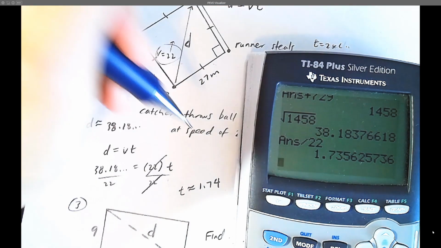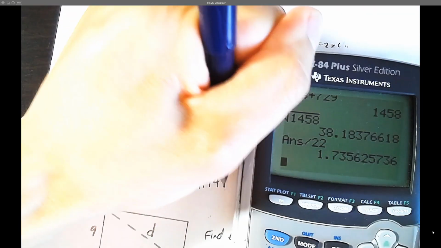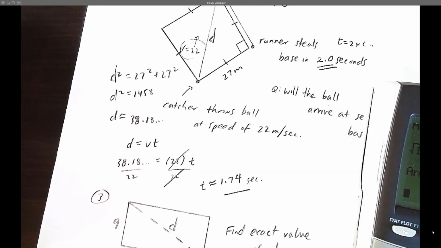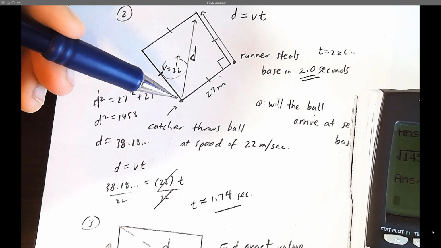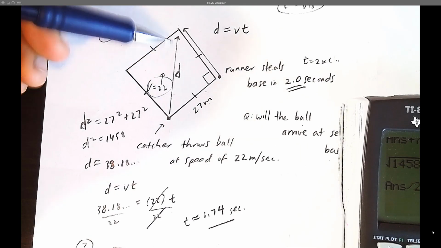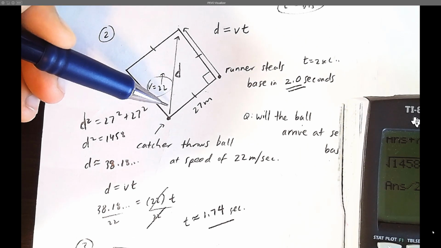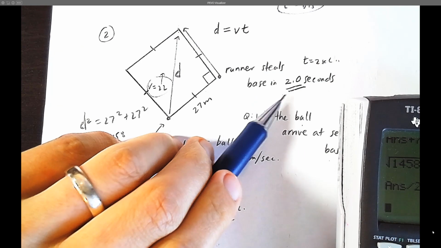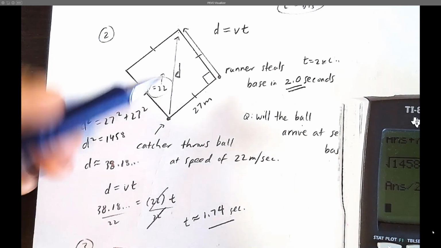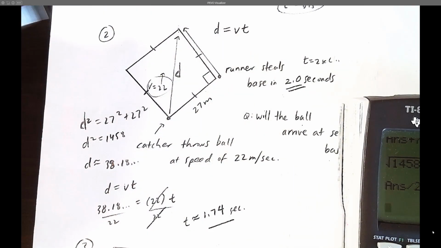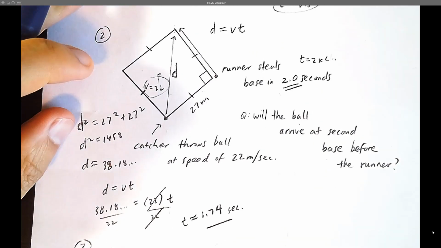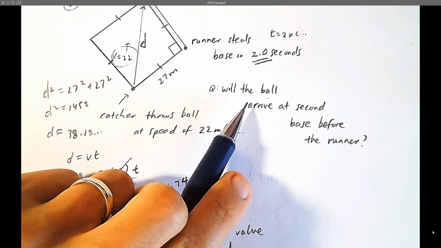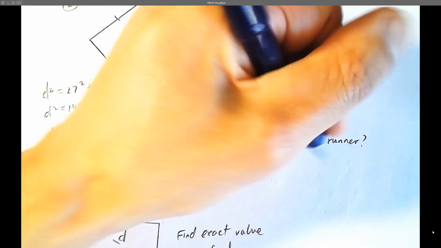We're going to round up. 1.74 seconds. So as you can see, this back catcher threw the ball really, really fast, and it only takes 1.74 seconds to reach second base. So the person who's trying to steal second base would be out because the back catcher wins the race. Will the ball arrive at second base before the runner? And the answer is yes.